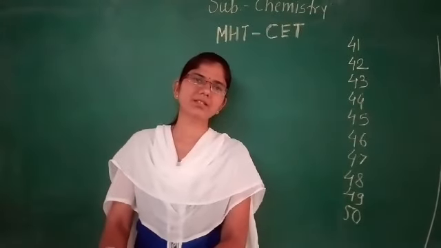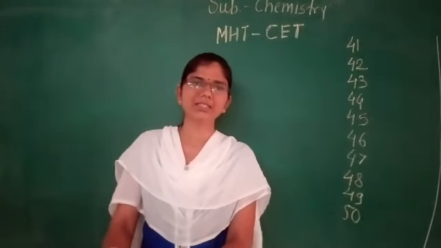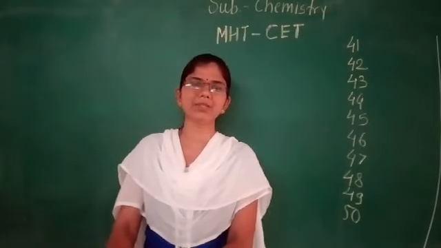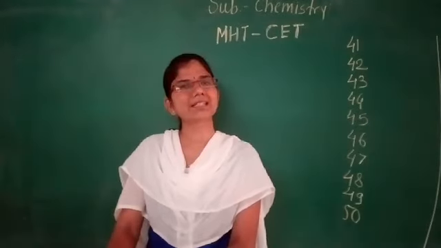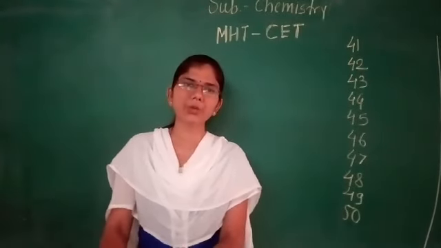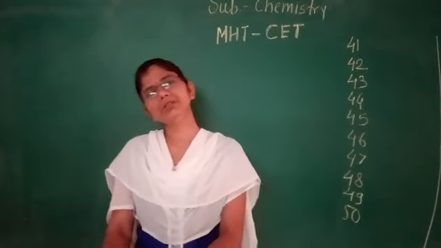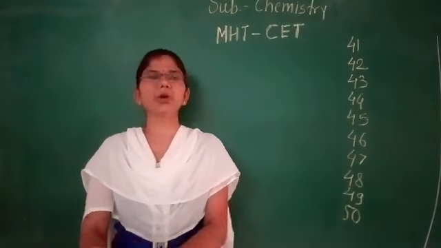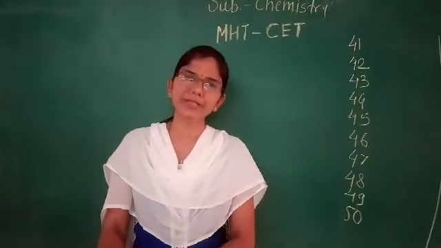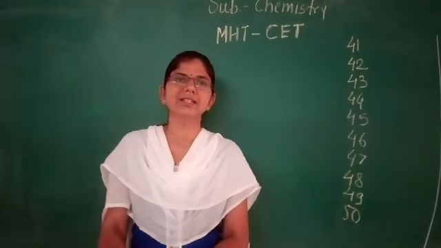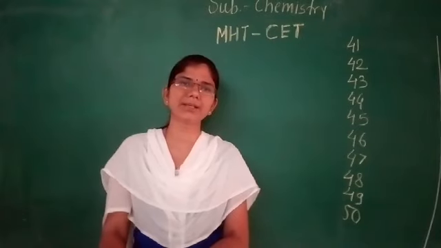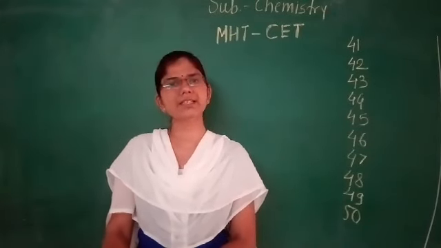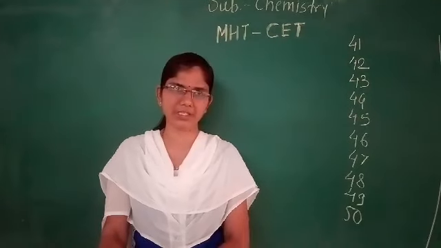So today in this lecture we are discussing the examples on the colligative properties. Let us start with the first colligative property, that is, the lowering of vapor pressure. We know, students, that there are four colligative properties. The first one is lowering of vapor pressure, the second one is elevation in boiling point, the third one is depression in freezing point, and the fourth one is osmotic pressure.